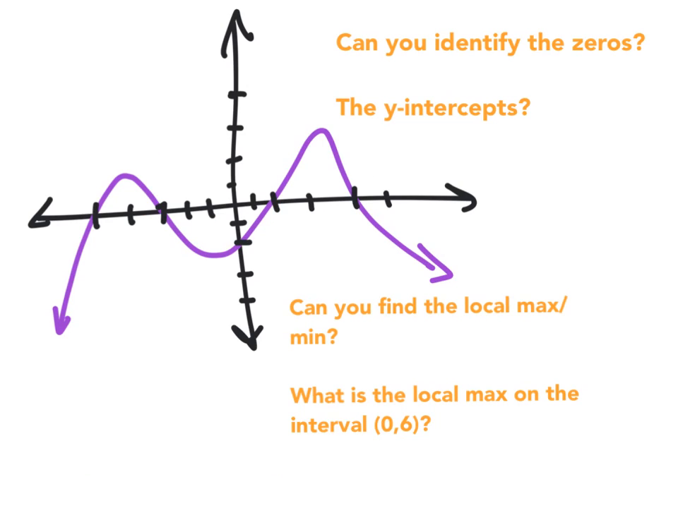Take a look at this graph and ask yourself these questions. Can I identify the zeros, the y-intercepts, the local max and min over the whole graph, or what about just the local max on this interval from 0 to 6? Pause the video, draw this graph, and see if you can identify all those things, and then just come back here in a second and check.